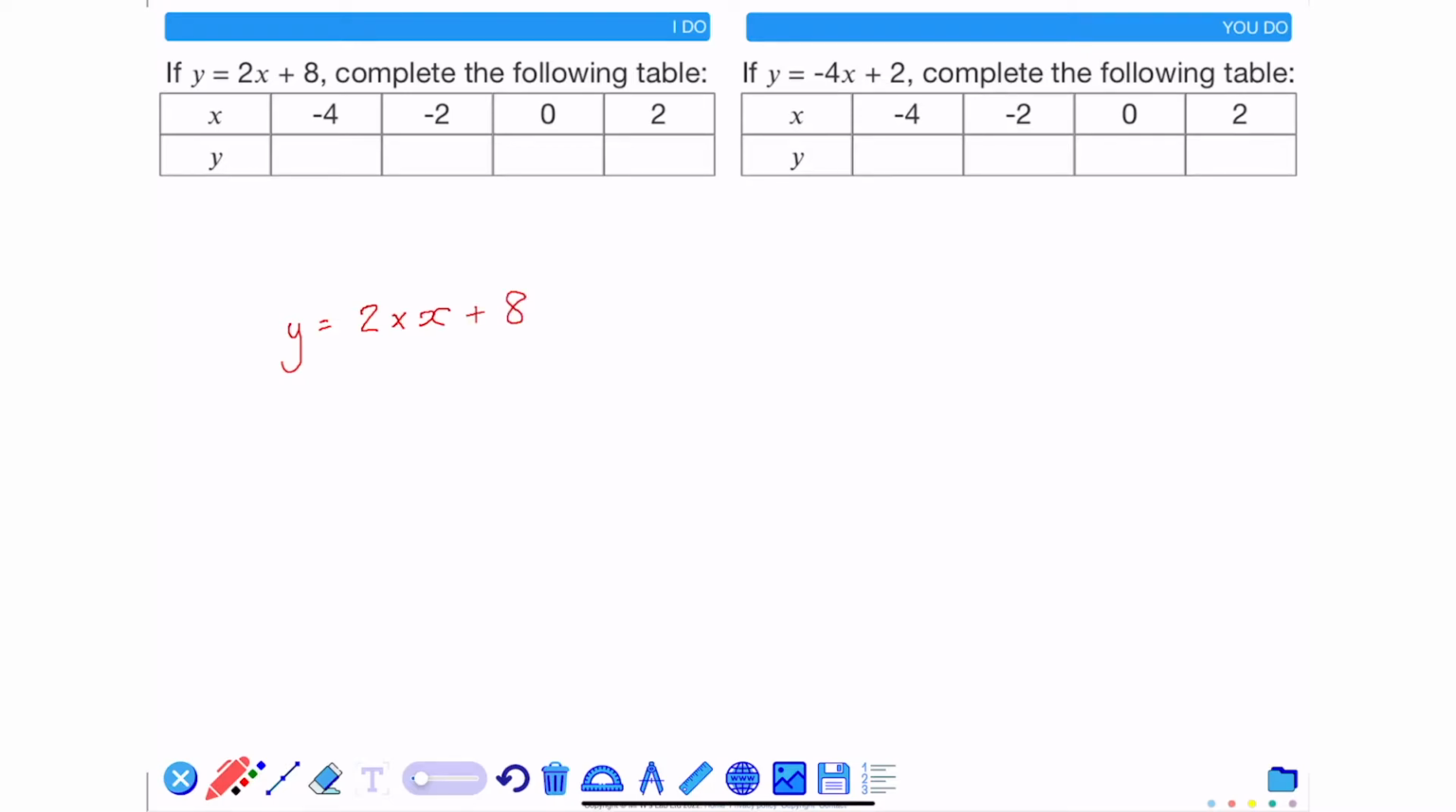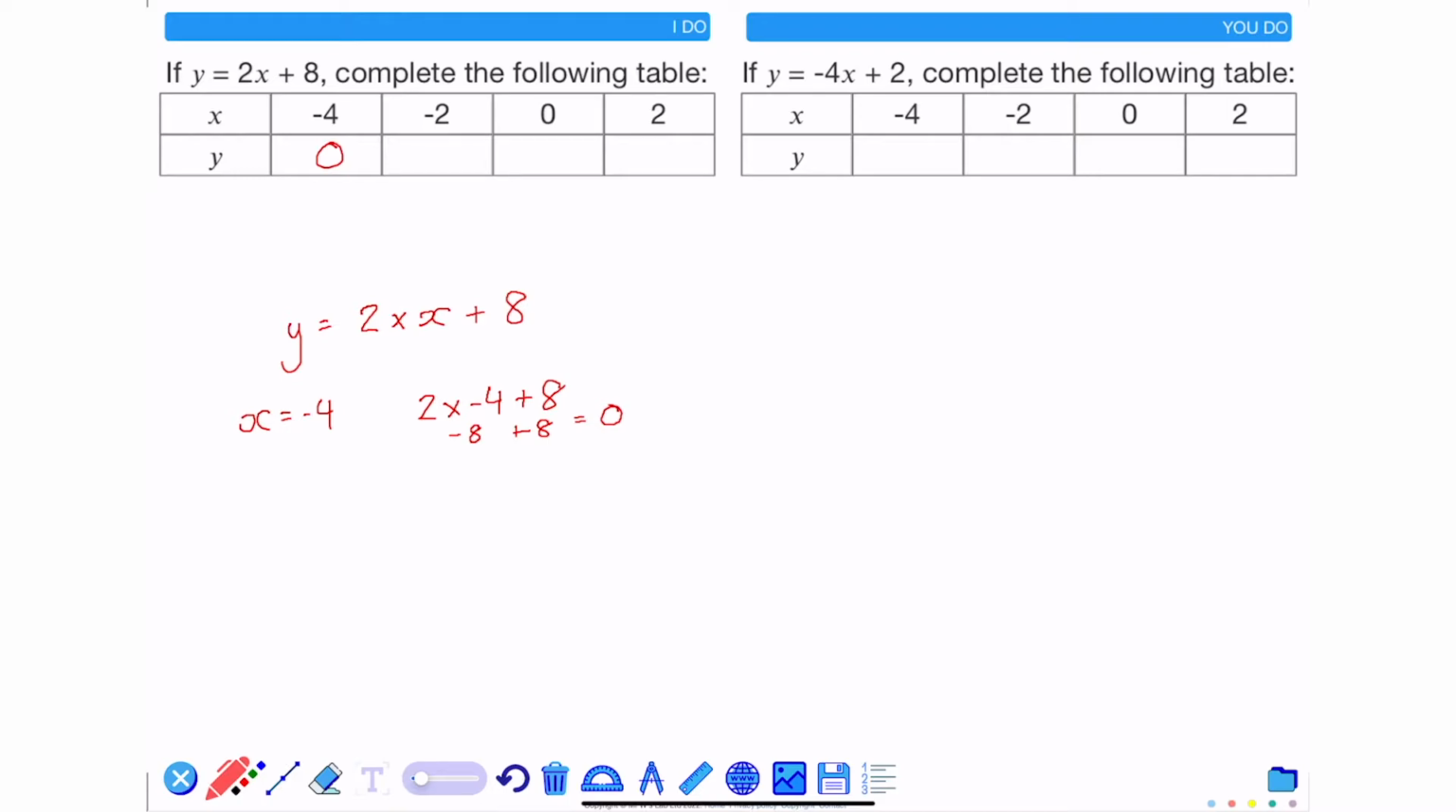So looking at my table of values, if x is equal to negative 4, that means that y must equal 2 times negative 4, add on 8, which will give me 2 times negative 4 is negative 8, add on 8 is equal to 0. So my first coordinate pair is negative 4, 0.